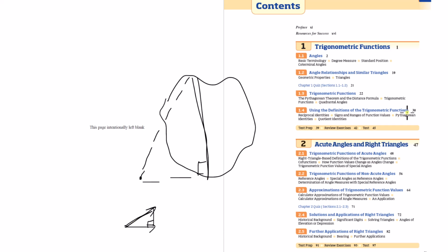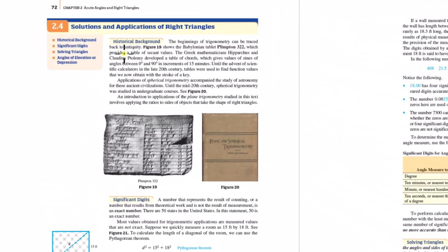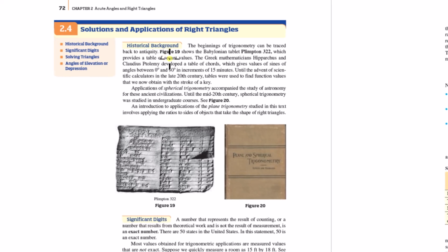So, okay. The beginnings of trigonometry can be traced back to antiquity. Figure 19 shows the Babylonian tablet, Plimpton 322, which provides a table of secant values. Wow. The Greek mathematician Hipparchus and Claudius Ptolemy developed a table of chords, which gives values of sines and angles between 0 and 90 degrees in increments of 15 minutes.